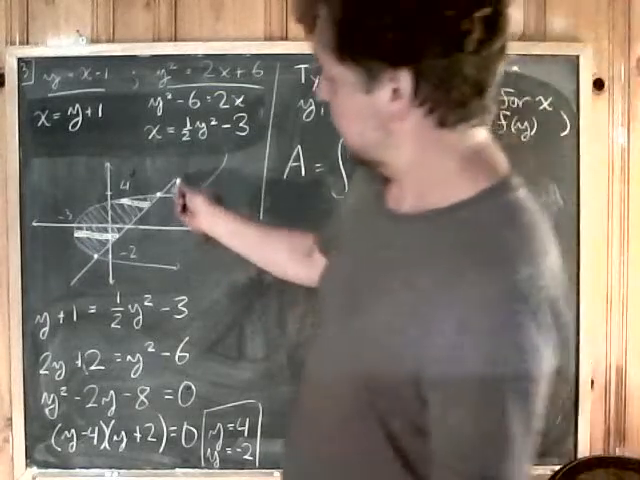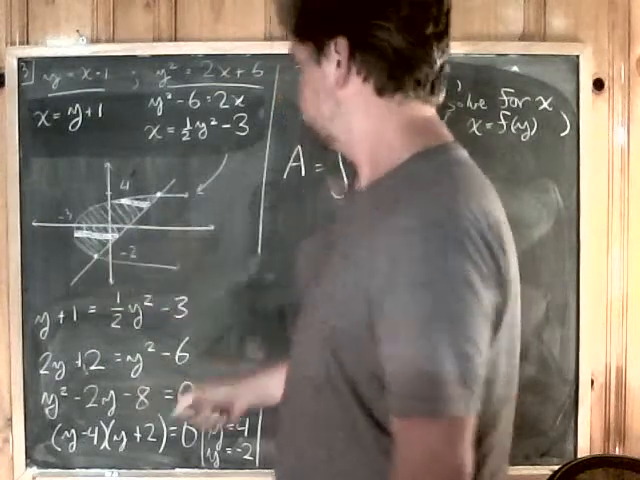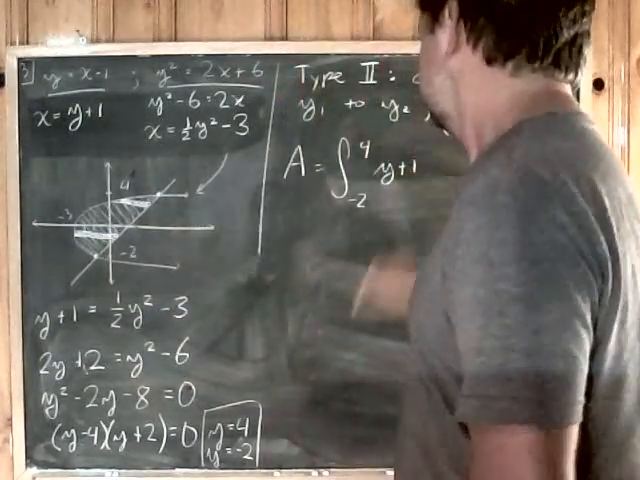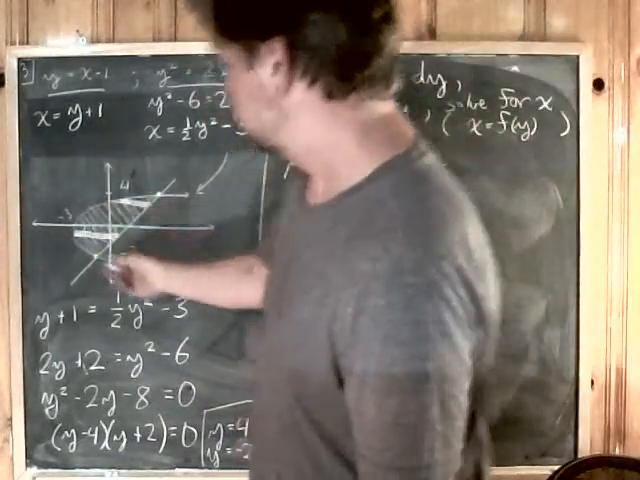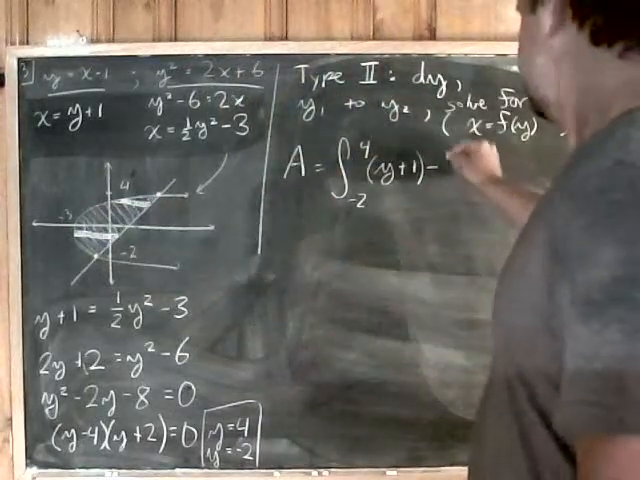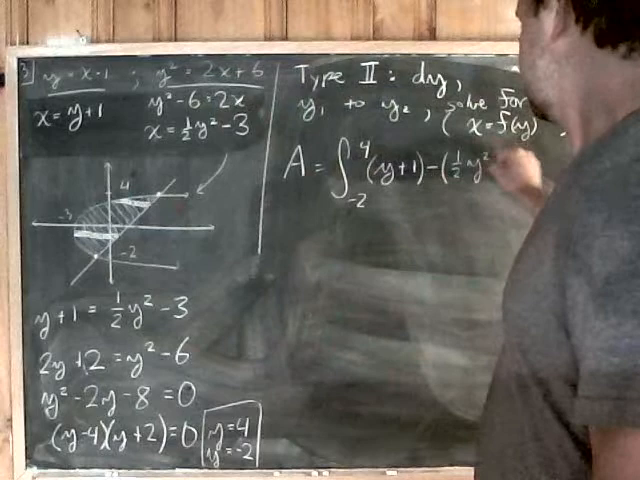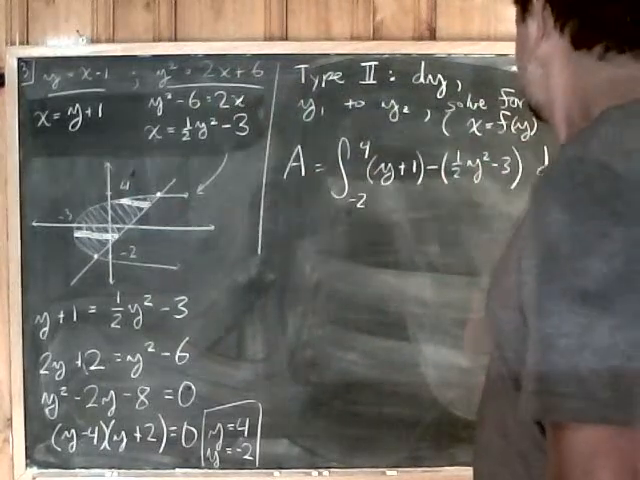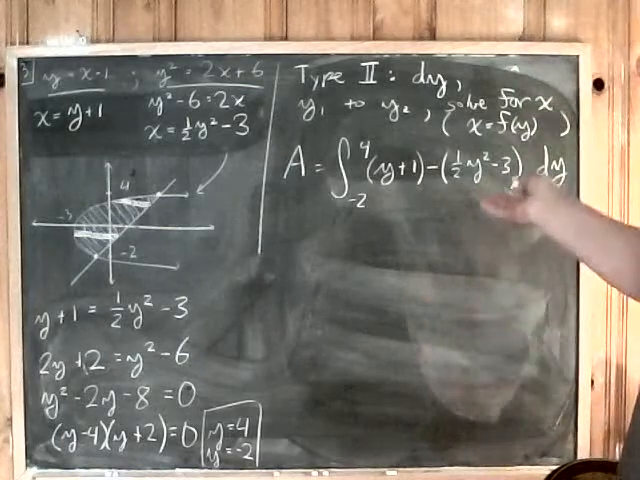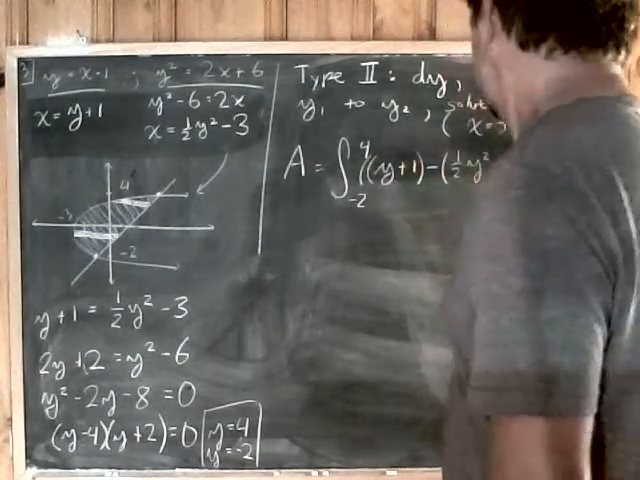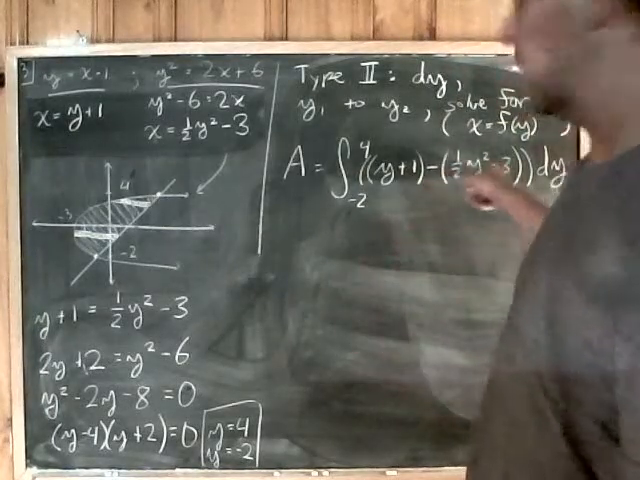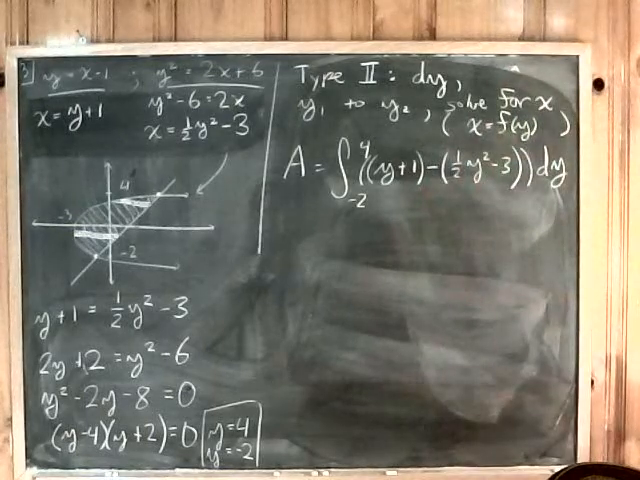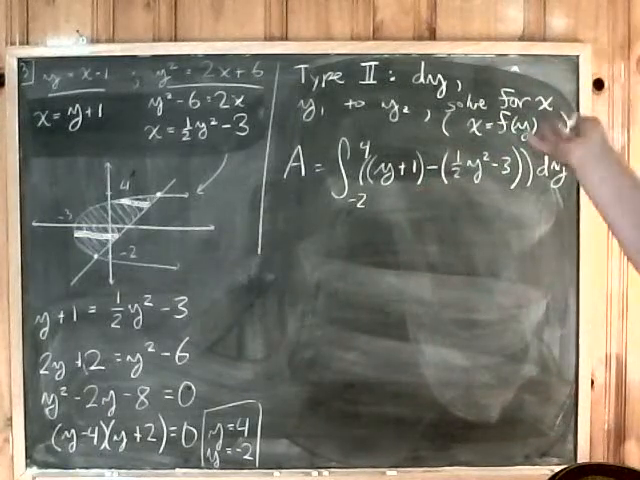So if I look at this, the bigger is the one on the right, and that's that straight line. So it'll be y plus 1 minus, and then the lesser is the one on the left. That's the curve, the 1 half y squared minus 3, dy. You can leave it like that, or put another parenthesis. It's really kind of okay either way. You definitely need the parentheses after that minus sign. If you don't parenthesize that part, then you won't distribute the minus and it will mess up the answer. So anyway, that's the setup.